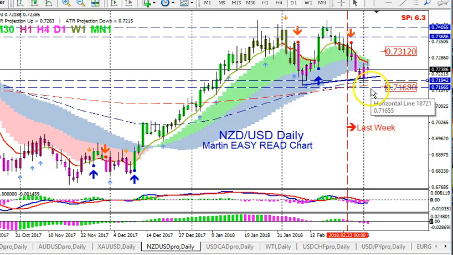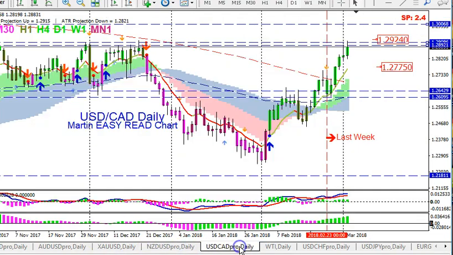So if you believe price is going to go higher, look at buys above 0.7312, lower below 0.7168. Now we're going to move right to the USCAD, and we have green.